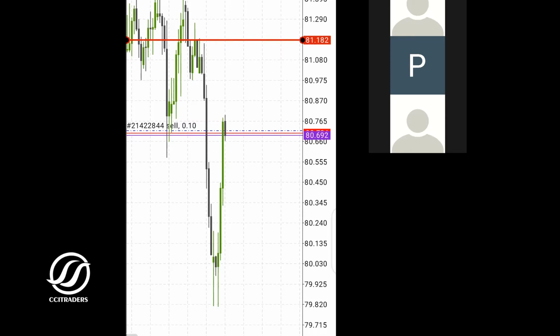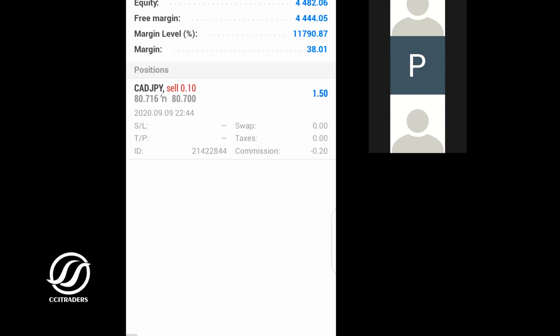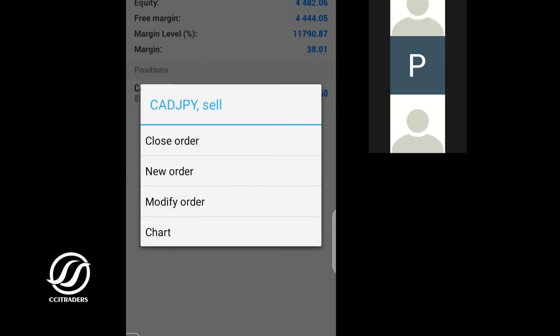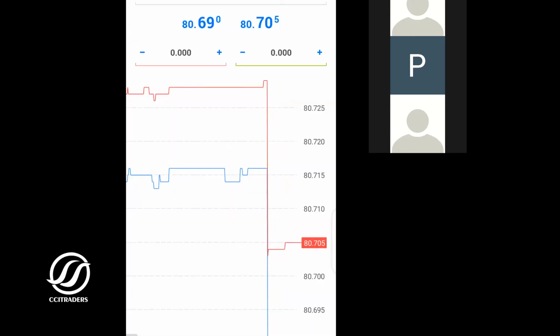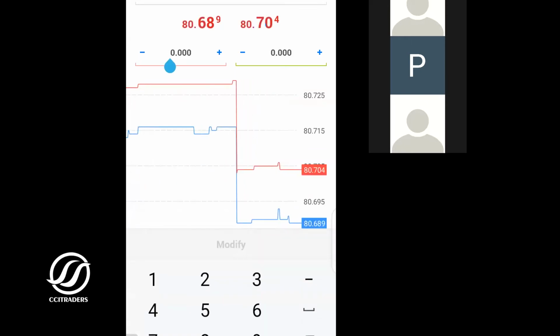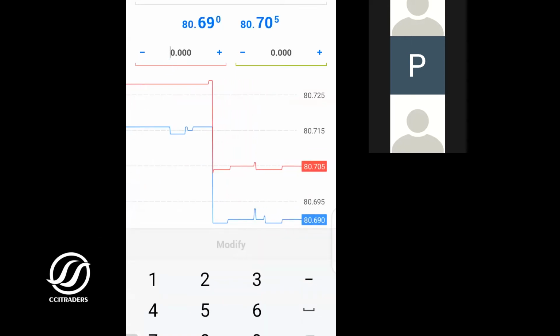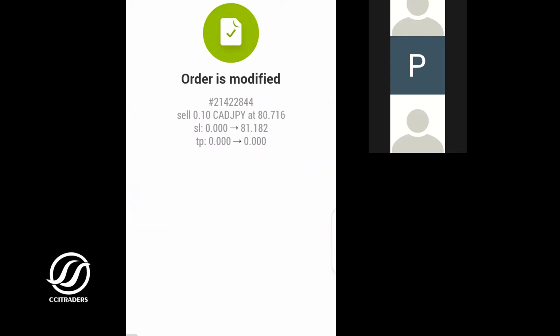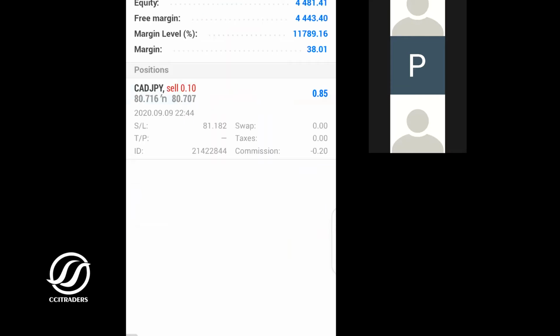Okay, so for the purpose of this class, I decided to place my stop loss at the red line, which is 81.182. So how do I set my stop loss? I go back to that trade. I click on that trade. I click hold. All right, you see the options: close order, new order, modify order, chart. Because I want to place my stop loss, I will click on modify order. Then I come where the red line is, where I will have my stop loss. The value of that red line is 81.182. And I click modify. So with that, I have my stop loss placed.